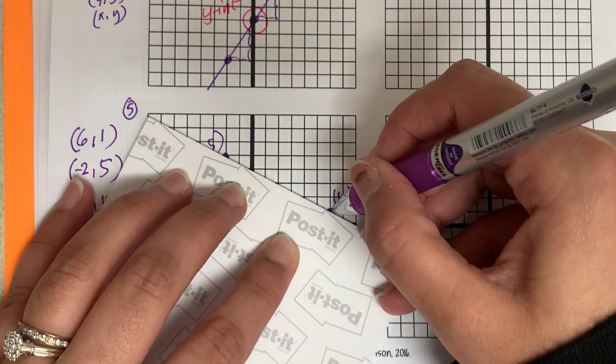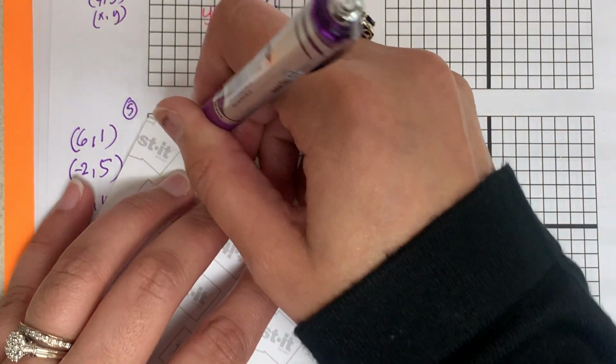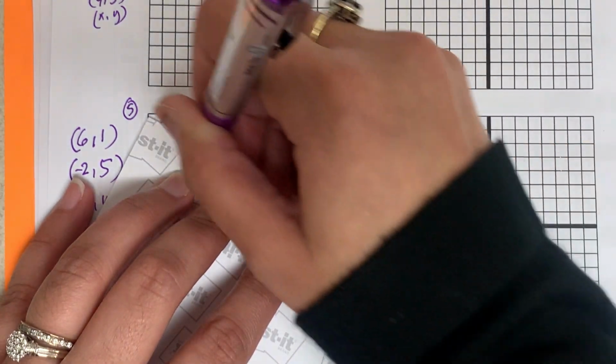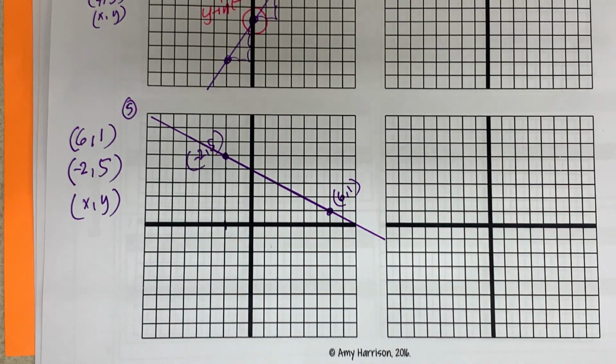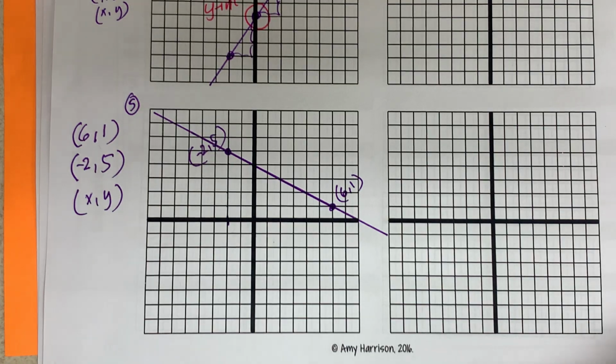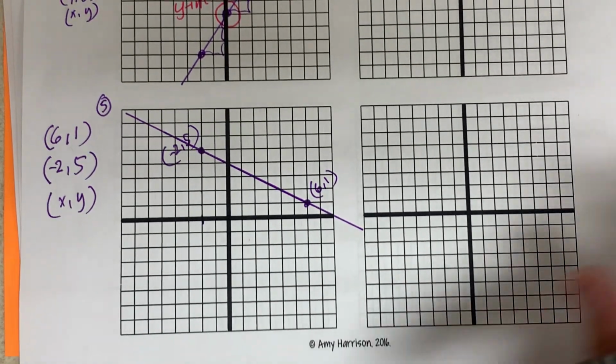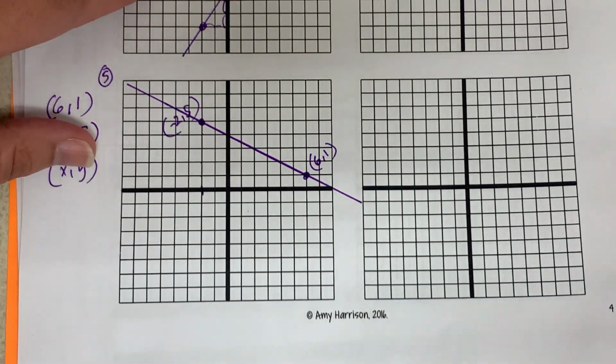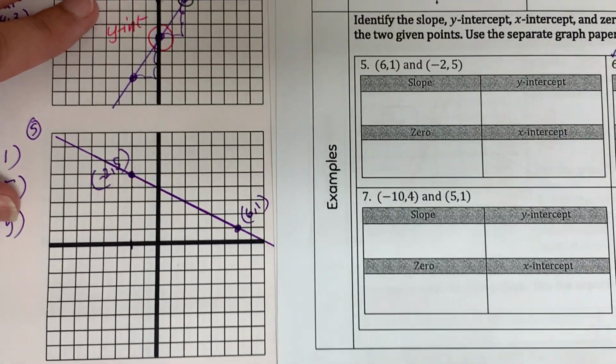Two points and connect them nicely like that, and there you go. I have a perfect looking line. Now we are going to answer the questions that were on the page.